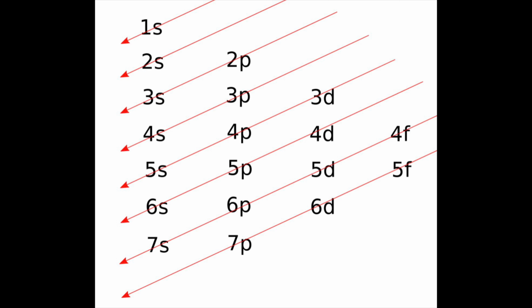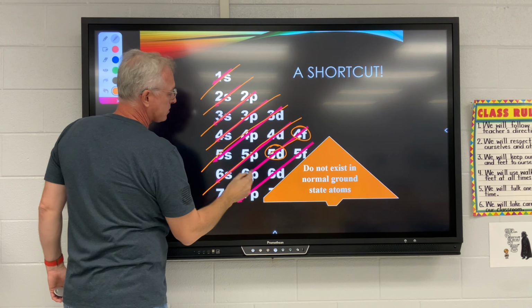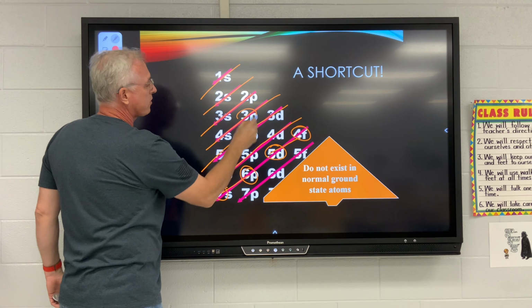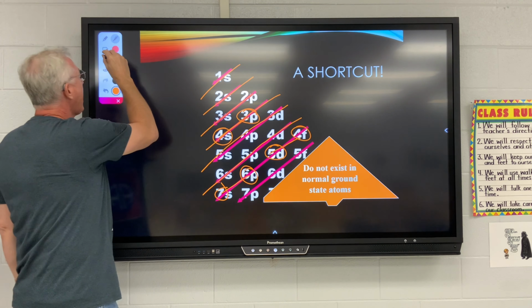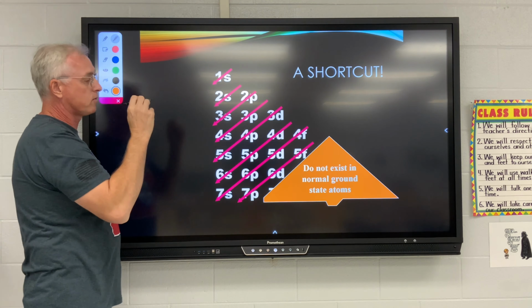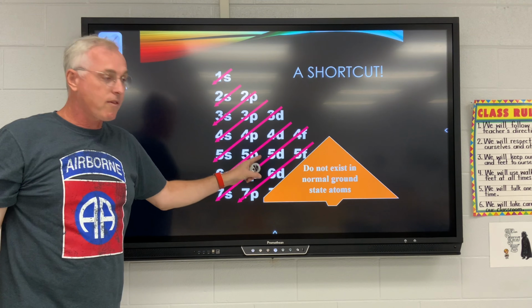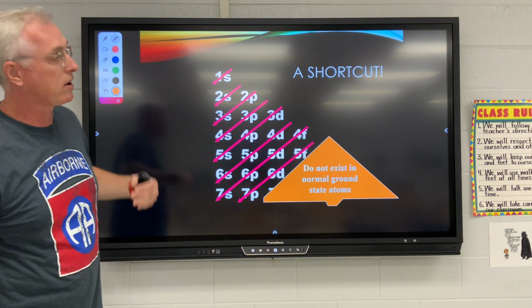So what comes after 4f? 5d. What comes after 6p? 6s. What comes after 3p? 4s. You can just follow the pattern directly from the picture. The pattern is directly on the picture. So learn that. You need to be able to use that because you'll be having a test.